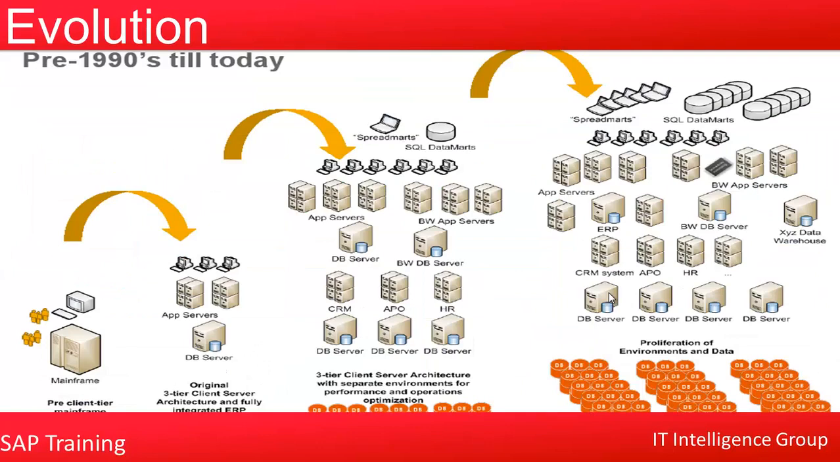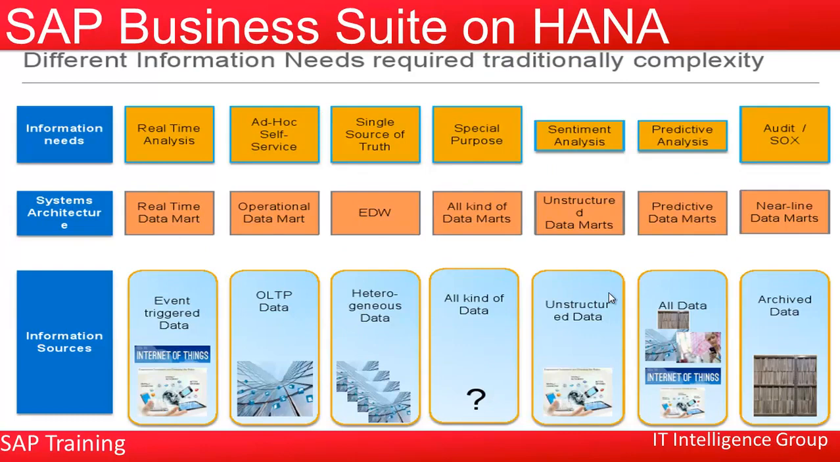Now this is basically an evolution since 1990 or prior to that, how the technology has evolved. I won't go into the details of this. Different information needs require traditional complexity. So you can see the different types of data and how it is coming up. You have event triggered data, OLTP transaction data, data warehouse, different kinds of data marts, unstructured data, social media data, internet data, archive data. So you can see that the data is increasing like anything.